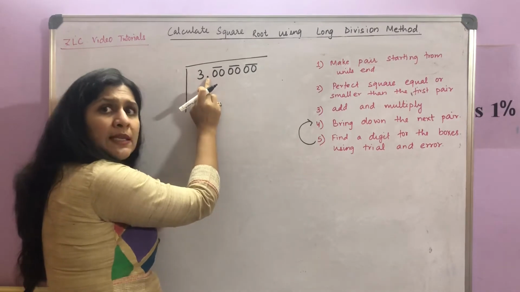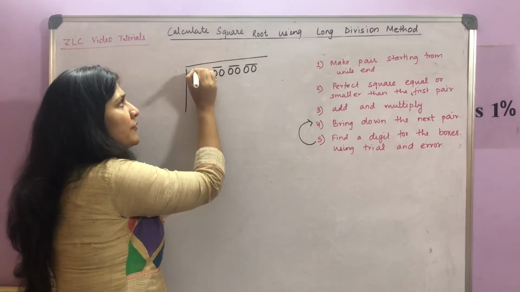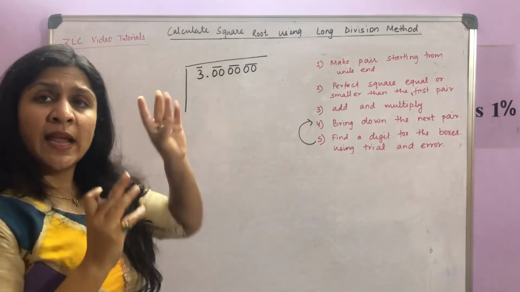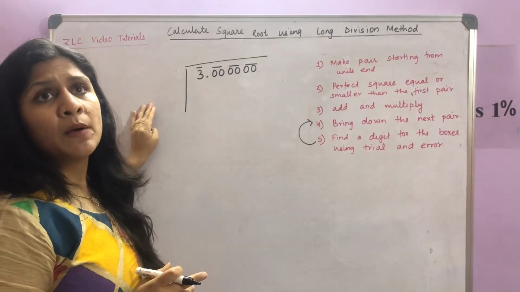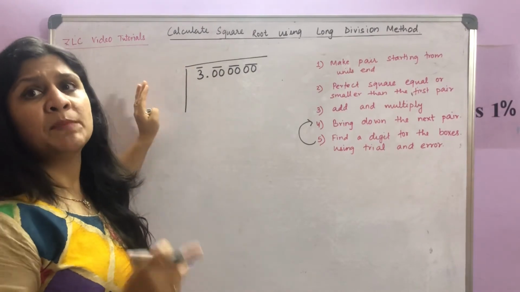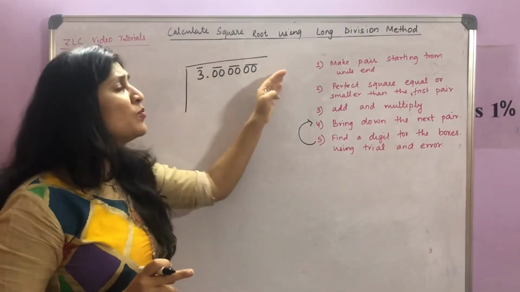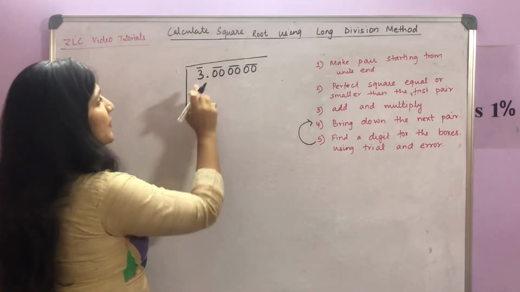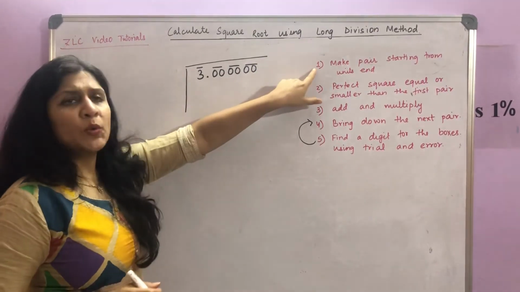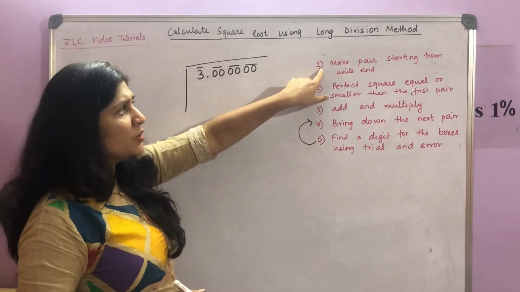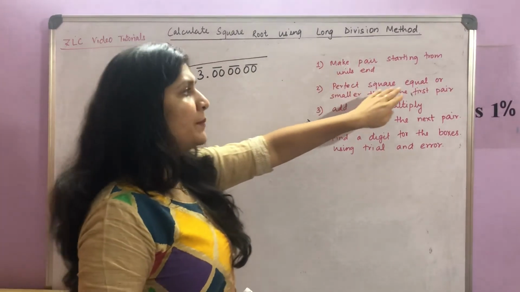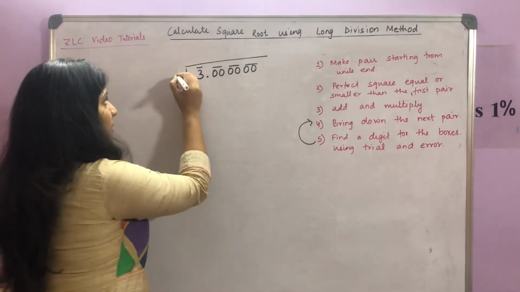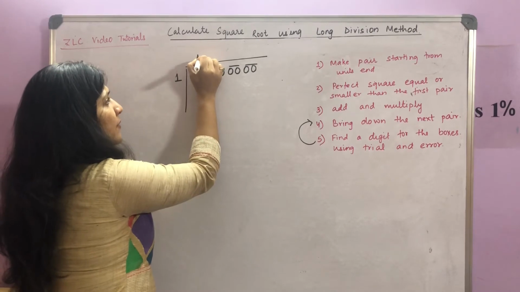I start from the decimal point and start making pairs to the left. I do not have 2 digits, so my leftmost pair from the decimal point can be a single digit, and my rightmost pair after the decimal point can be a single digit, right? I have finished making the pairs. Now I'm going to find a perfect square which is smaller than 3. That is going to be 1. So I put a 1 and 1 here.